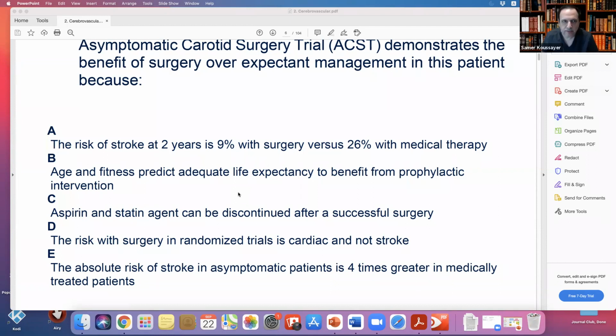Well, let's stop on this one. As I said before, the ACST study was for 5 years. It's hard to remember these numbers, but this is from the studies. Yes, it's 9% with the surgery, but this is after 5 years. So the risk of stroke at 5 years is 9% with surgery and 26% with medical treatment. So if they gave you this question with 5 years, then this would be the right answer. But this is 2 years. So remember, it was done for 5 years. Anytime you see 2 years, this is wrong. Okay, let's go to the next one.